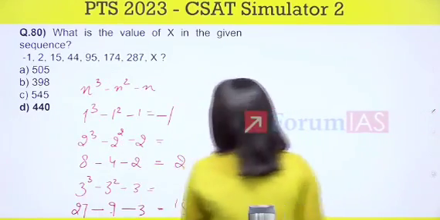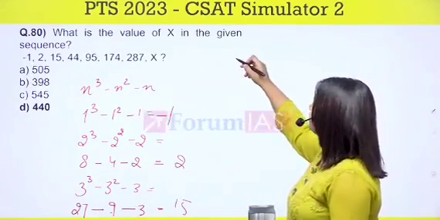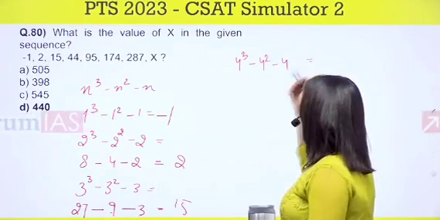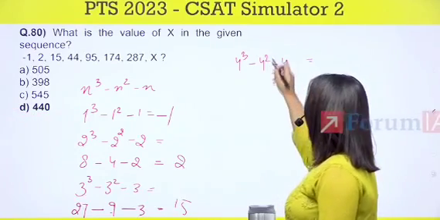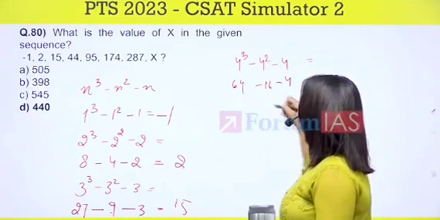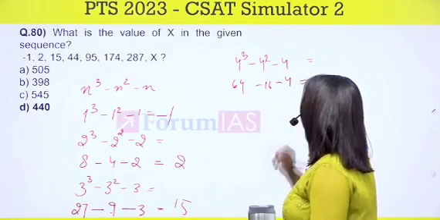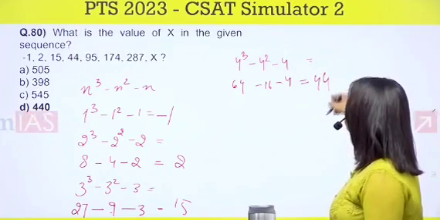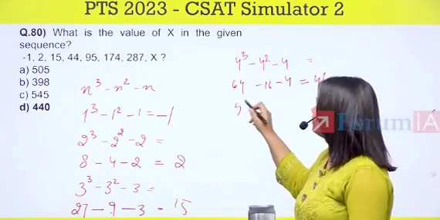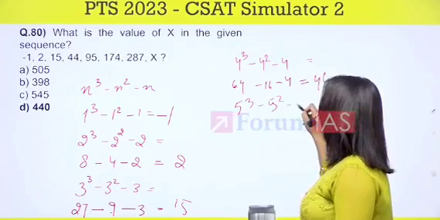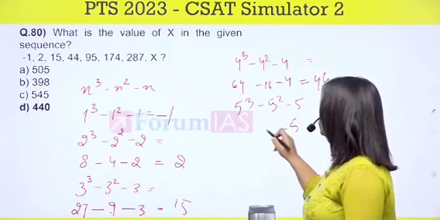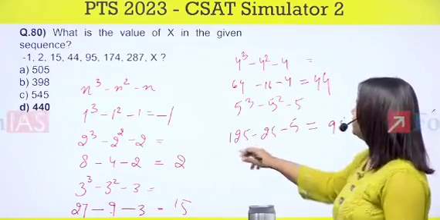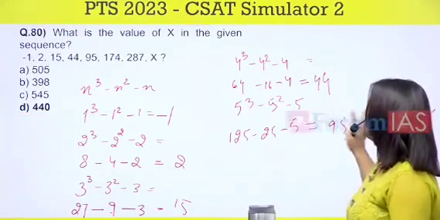Then the fourth one, you have 4 cube minus 4 square minus 4. That will be 4, 16, 64. 16 and 4 is 20. 64 minus 20 will be 44. Then for 5, 5 cube minus 5 square minus 5: 5, 25, 125. 125 minus 25 is 100. Minus 5 will be 95.